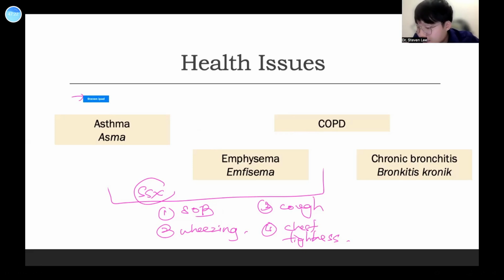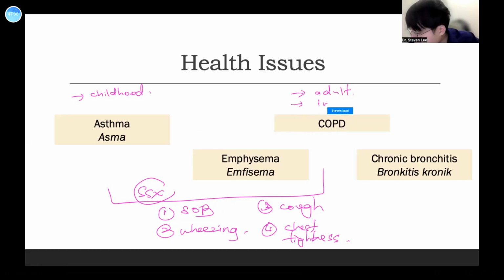Asthma normally happens in childhood. Their onset is in childhood. It doesn't mean adults cannot get asthma. Adults can also get asthma, but the majority start from childhood. COPD normally happens in adults. These are all not in the syllabus, but I want to teach you something. Another thing is COPD is irreversible.